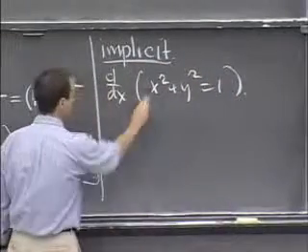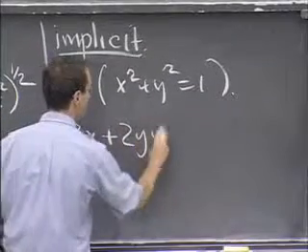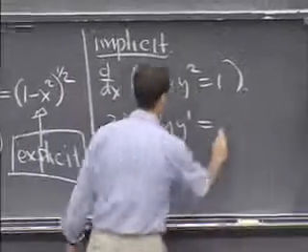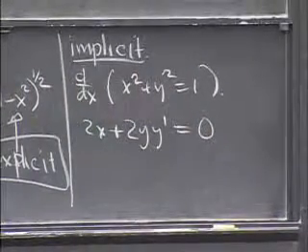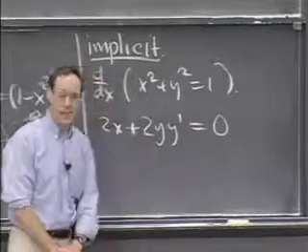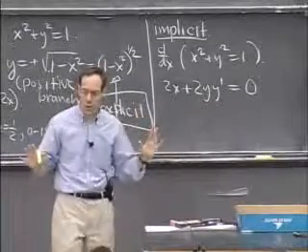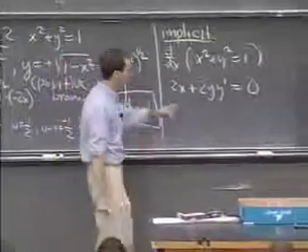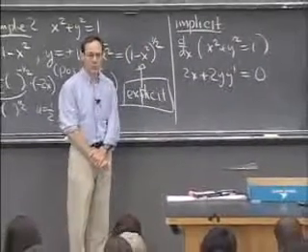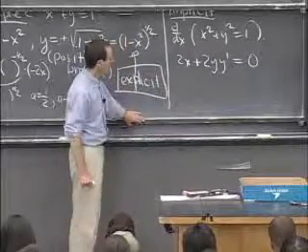And what you get is 2x plus 2y y prime is equal to what? 0. Derivative of 1 is 0. All right, so this is the chain rule. Again, I did it a different way. I'm trying to get you used to many different notations at once here. Well, really just two, just the prime notation and the dy dx notation. And this is what I get.